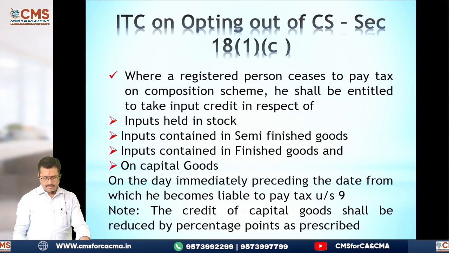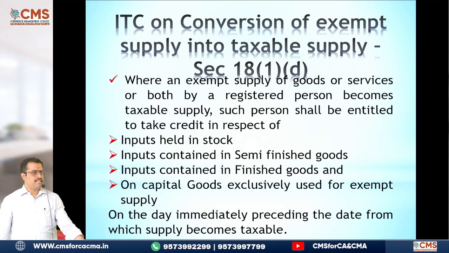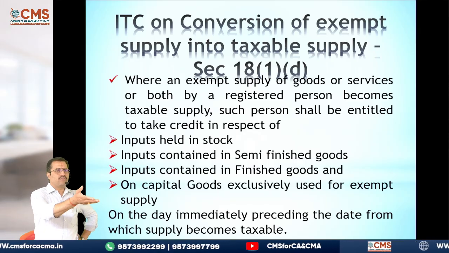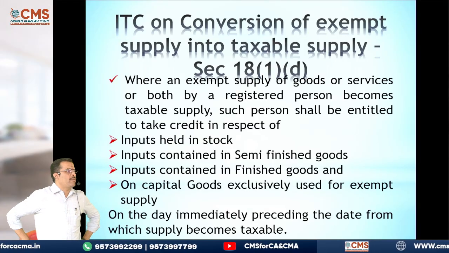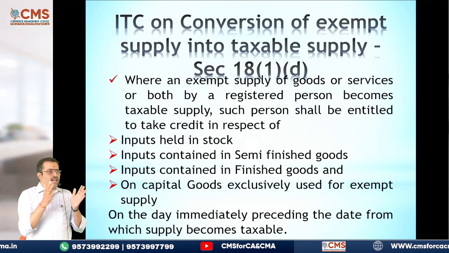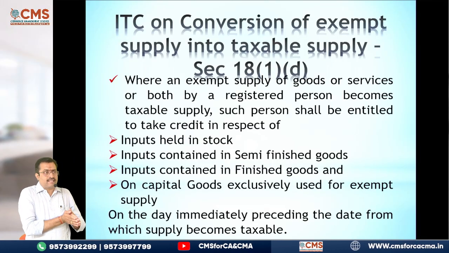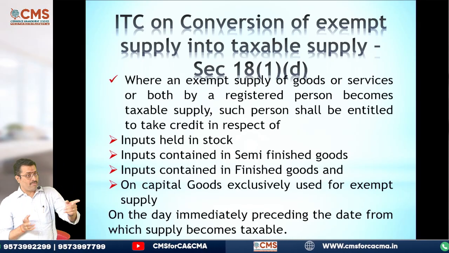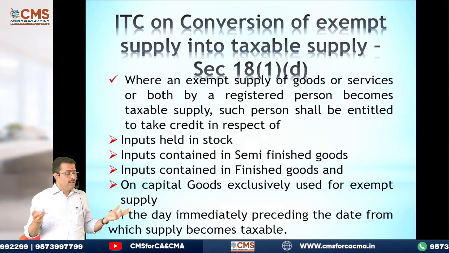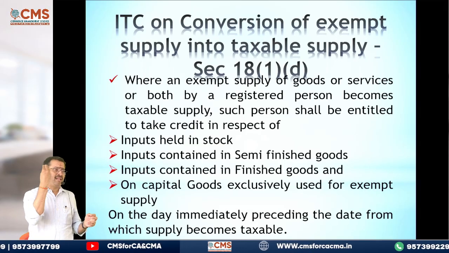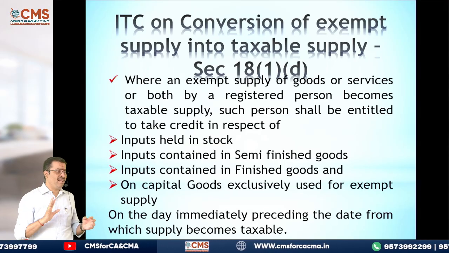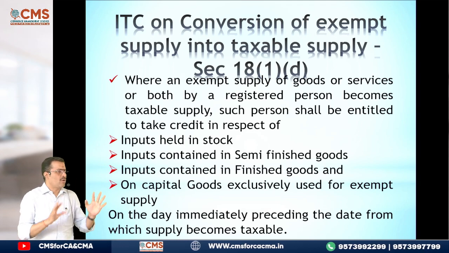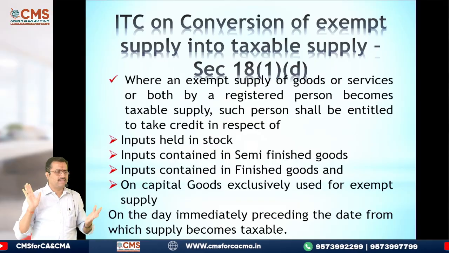Understood? Then ITC on clause D: ITC on conversion of exempt supply into taxable supply. We have seen in section 17 just now, apportionment of credit I was telling you. If the goods are used for taxable or zero rated supplies, ITC is available. If they are used for non-taxable supply or exempt supply or nil rated supply, it is not available. Now, government gave a notification saying that from today onwards, this supply is not exempt. It is going to be charged at 5%. So now the exempt supply has become taxable supply.